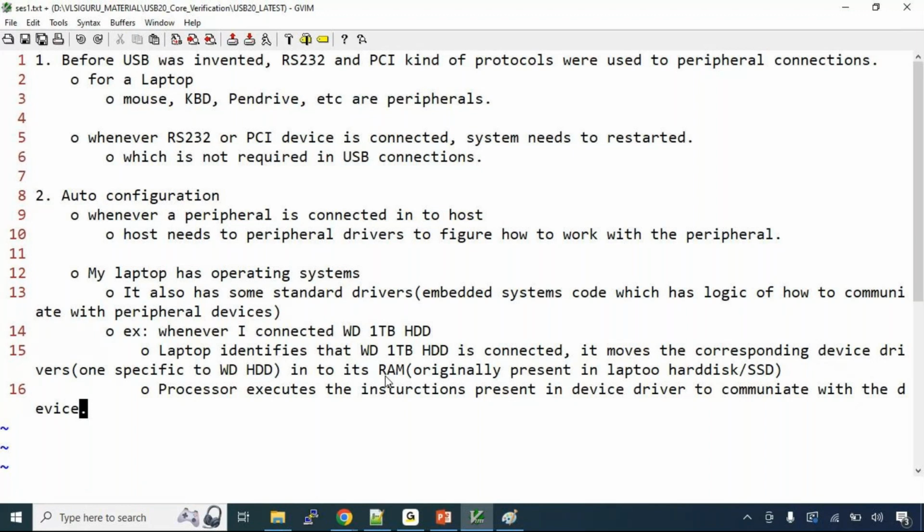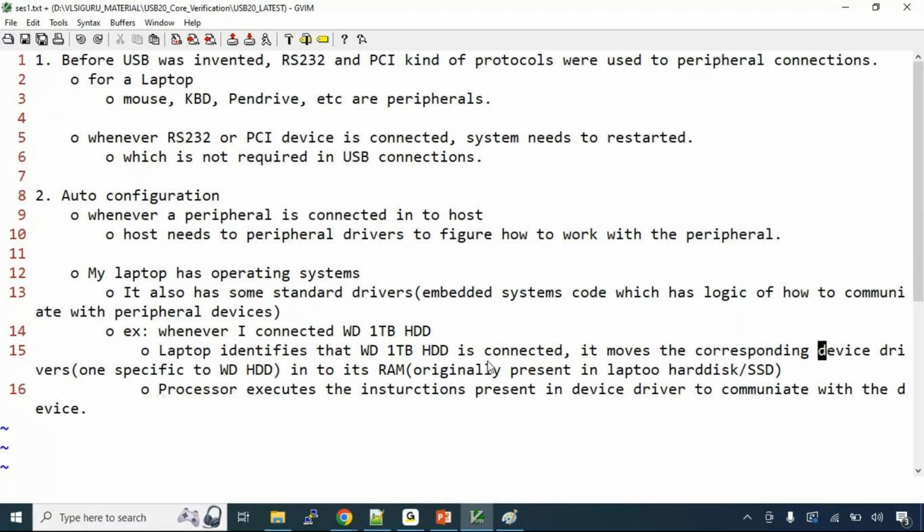So what happened here? You've connected your Western Digital 1 terabyte hard disk drive. The laptop identifies that it has been connected. It moves the corresponding device driver. See, the device driver will tell how to work with the Western Digital device. If it is some other device, say Samsung, some storage device, there will be a different driver for it. There could be various types of storage devices, right? That is the role of an embedded system engineer, to develop such drivers which will help communicate with a specific device.